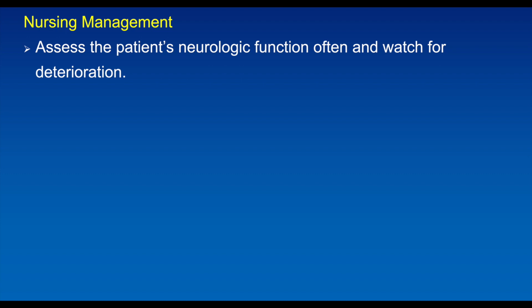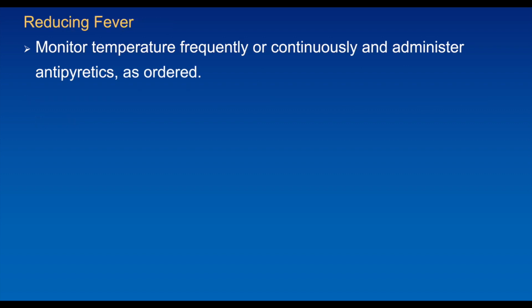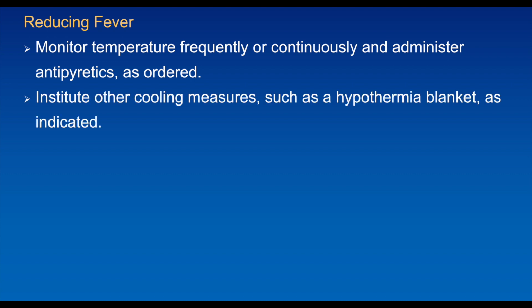Assess the patient's neurologic function often and watch for deterioration. Administer antimicrobial agents on time to maintain optimal blood levels. It is important to reduce fever. Monitor temperature frequently or continuously and administer antibiotics as ordered. Institute other cooling measures such as a hypothermia blanket as indicated.